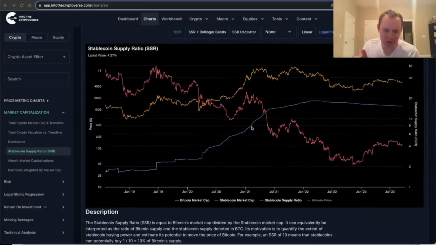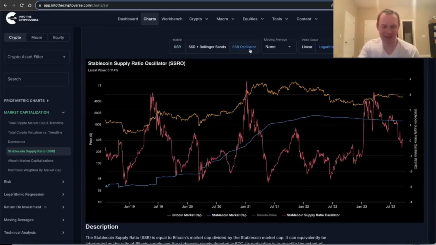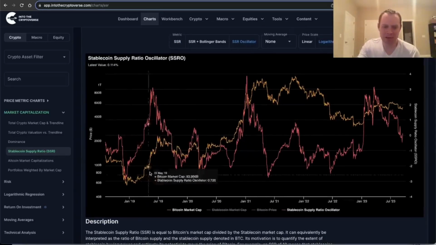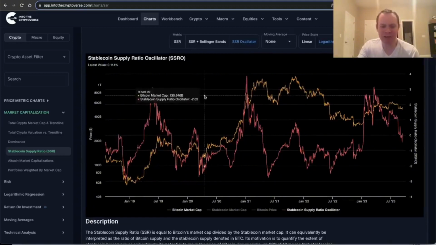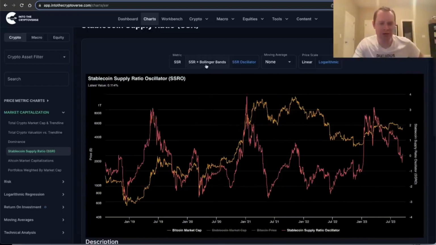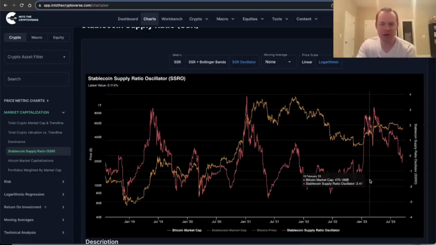Now, while the stablecoin supply ratio is an interesting metric, there's another way that you can look at it, and that's to look at the stablecoin supply ratio oscillator. When you look at this, we're going to hide the stablecoin market cap. You have the Bitcoin market cap over here, and then you have something called the stablecoin supply ratio oscillator. Now, the oscillator is used to measure the number of standard deviations that the stablecoin supply ratio is from its 200-day moving average, right? This is where we use the Bollinger Bands. But you can see the SSRO goes through a somewhat familiar pattern.